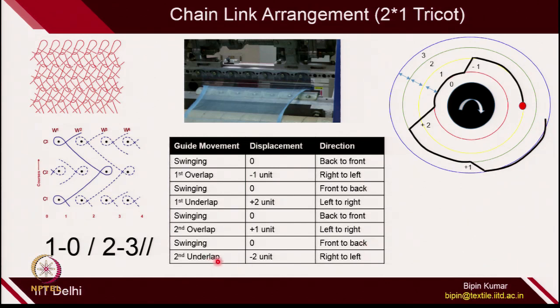Now, it has to complete the underlap. So, underlap is -2 units. So, 3 to 1, because the next digit is 1. So, it is going back to its starting position. So, 1 position. So, -2. So, this is the depression. So, this is how the pattern drum is providing the swinging and shogging motion with the help of links. So, the sequence of links of different height has to be carefully placed on the machine to achieve this particular sequence.